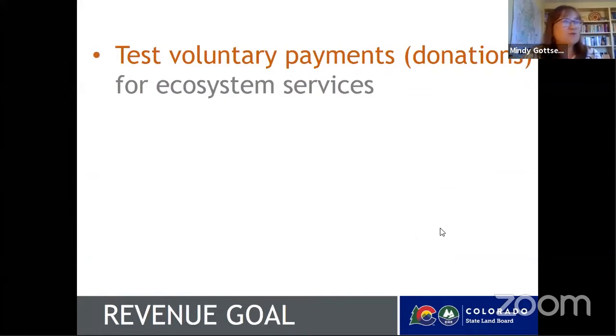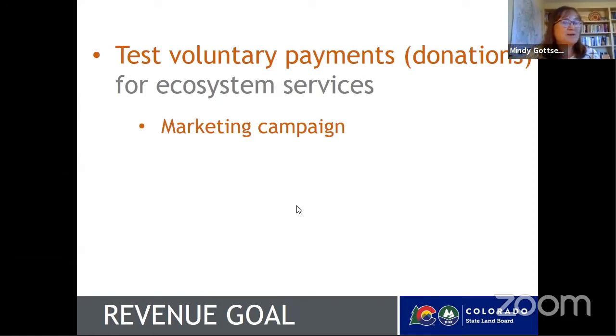And then the second goal is to test the voluntary payments, or what would effectively be donations, for ecosystem services. Some of you may be familiar with mitigation banks for wetlands or streams or even endangered species. There are also voluntary mitigation programs where a corporation or even a group of individuals could contribute to offset impacts that their company may have, or just to benefit regeneration and increase biodiversity, in Colorado or in other places.